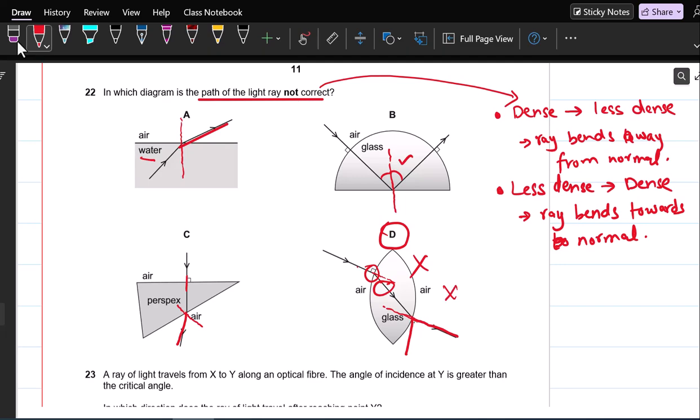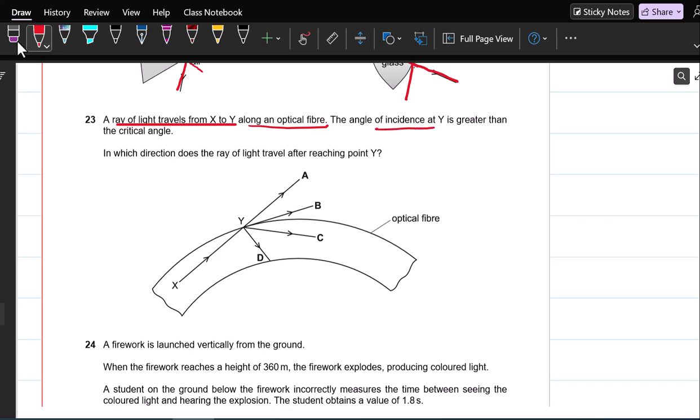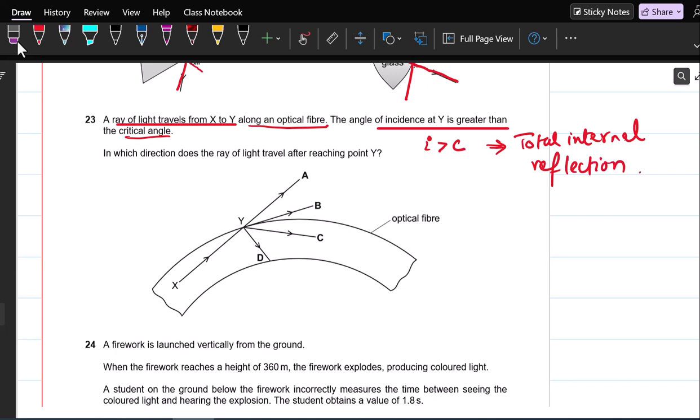So question 23, again this question is, you can say, a repeated question. A ray of light travels from X to Y along an optical fiber. The angle of incidence at Y is greater than critical angle. Angle of incidence when greater than critical angle, remember, total internal reflection will occur. It is a good question.